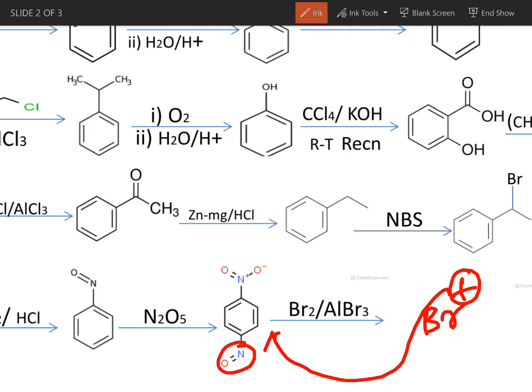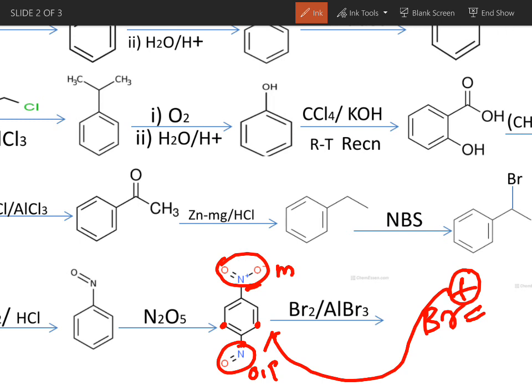NO in this case is acting as ortho and para directing, whereas we know that NO2 is meta directing, since it is an electron withdrawing group. So the incoming electrophile, Br plus, according to NO will attach to the ortho position, because para is already occupied by NO2. According to NO2 it will attach at the meta position. With respect to NO2, these two positions are meta positions.